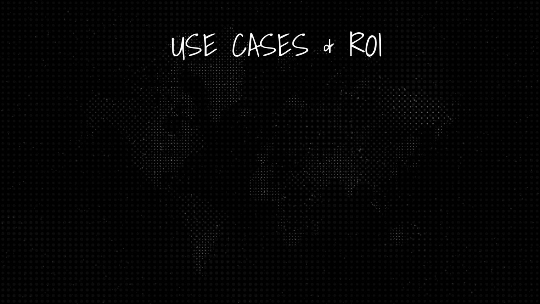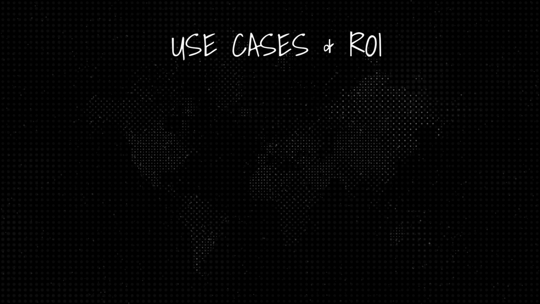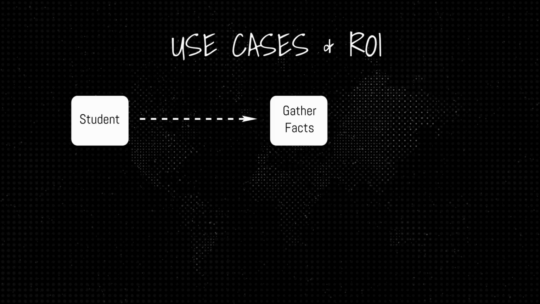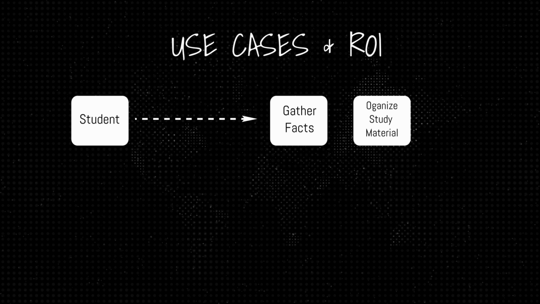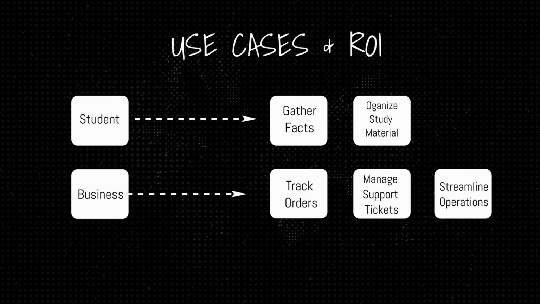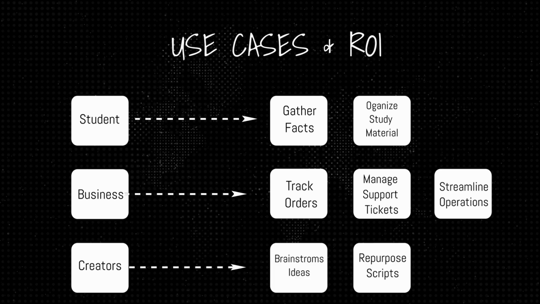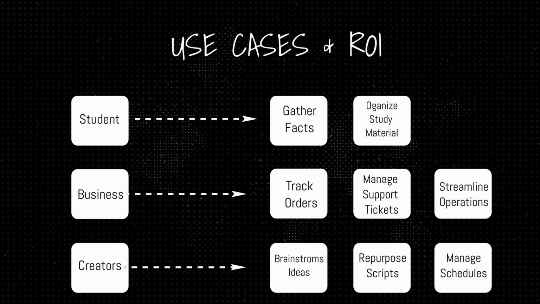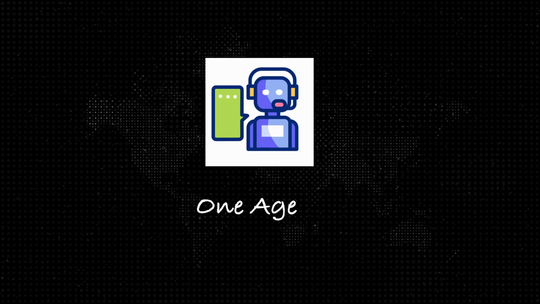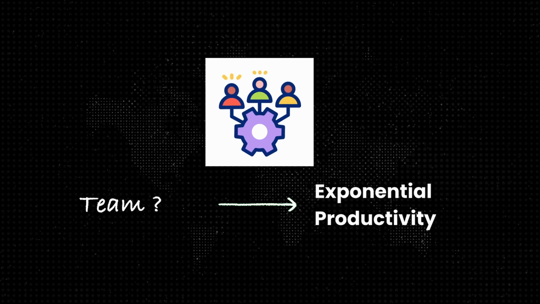Now, why even consider multiple agents? Because real-world problems are rarely solved by a single perspective. Students use agents to quickly gather facts and organize study material. Businesses rely on agents to track orders, manage support tickets, and streamline operations. Creators leverage agents to brainstorm ideas, repurpose scripts, and manage publishing schedules. One well-designed agent saves hours, but a team, that is exponential productivity.